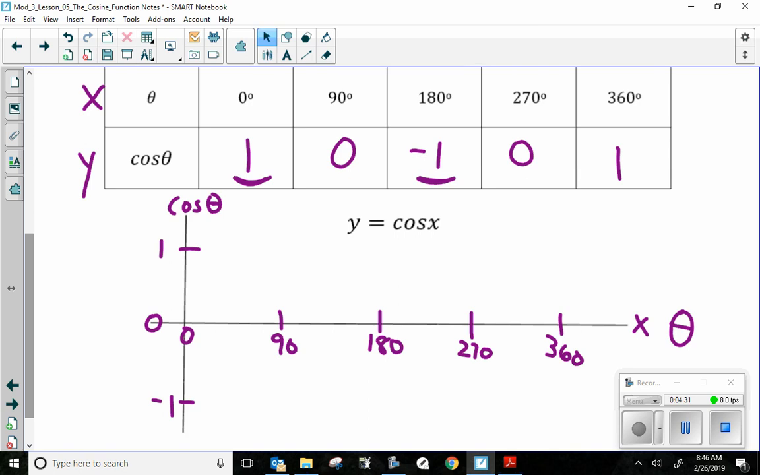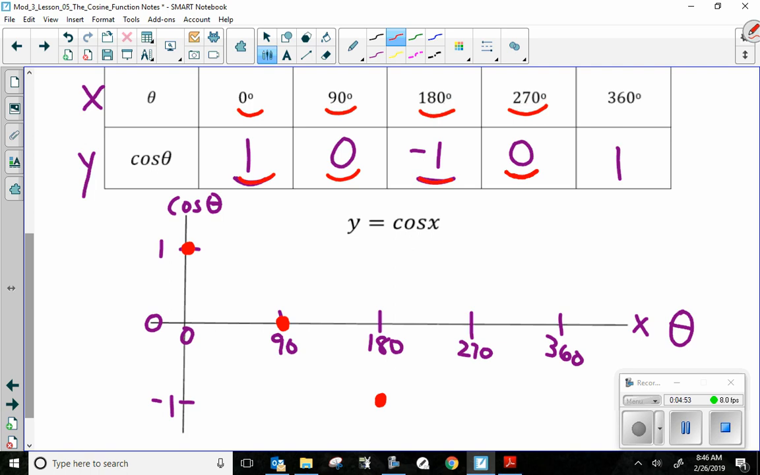So let's plot these coordinates. 0, 1. That's where I start with cosine. Then at 90 degrees, I'm at a value of 0. So at 90, that's an actual 0 on my graph. It's an x-intercept. At 180, I go to negative 1. That's down here. At 270 degrees, I have another 0, or another x-intercept. And at 360, I go back up to 1.